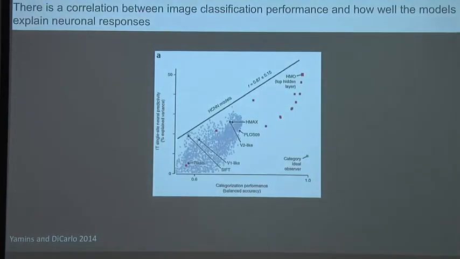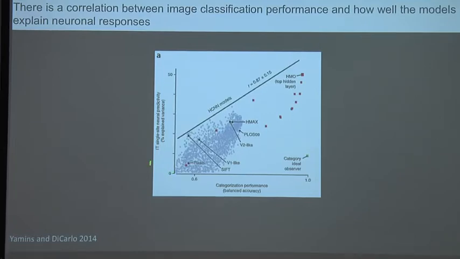Furthermore, there's a correlation between how well you can explain biology, how well you can explain neurons, and how well these algorithms perform in real-world object recognition tasks of the flavor of image classification in ImageNet. So what you're seeing here now is categorization performance. So one would be if you can classify every image on the web, on ImageNet, correctly.